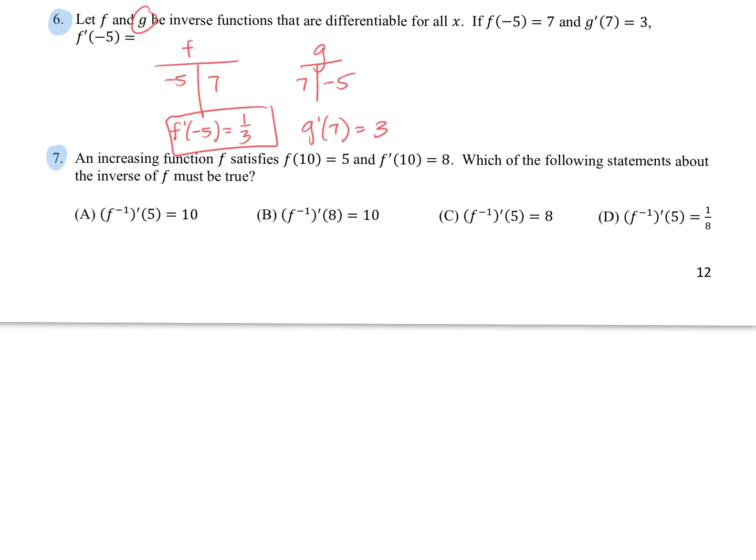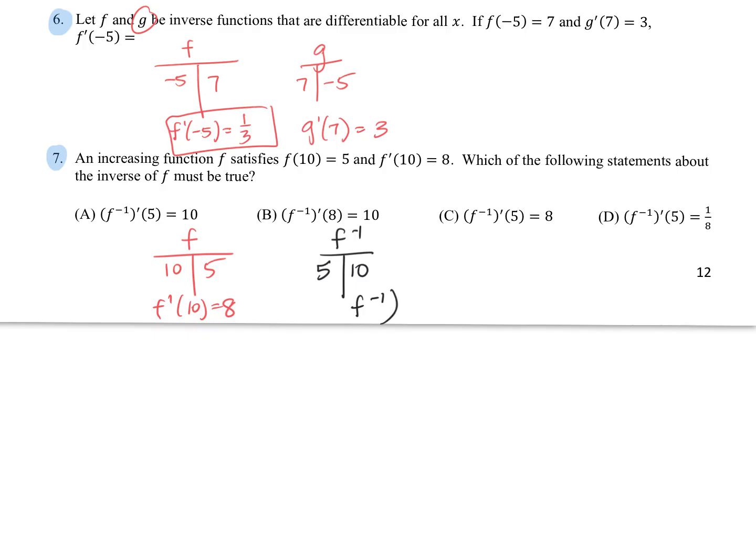Light work, I agree. Let's try 7. Them telling us that it's an increasing function, we don't care. We have the point. I'm going to make a little chart. f has the point (10, 5). f prime of 10 is 8. It says, which of the following statements about the inverse of f must be true? You want to know what helps me? I'm going to write inverse, and I'm just going to write my new points. They didn't ask me to, but I think that really helps me in these situations. If the function has the point (10, 5), what's the inverse? (5, 10). So then what's the slope of the inverse?